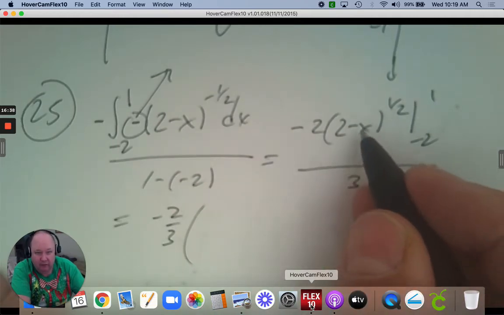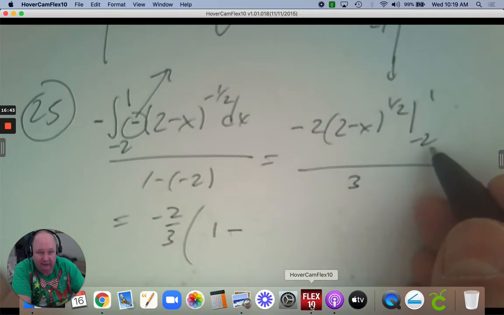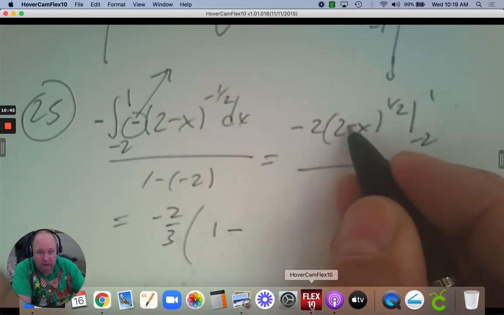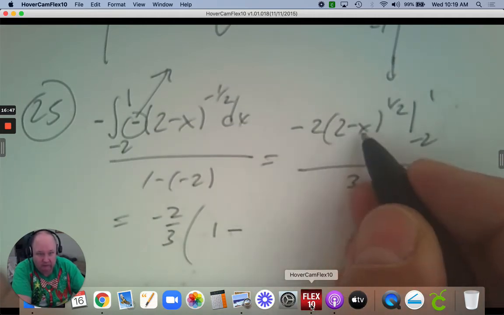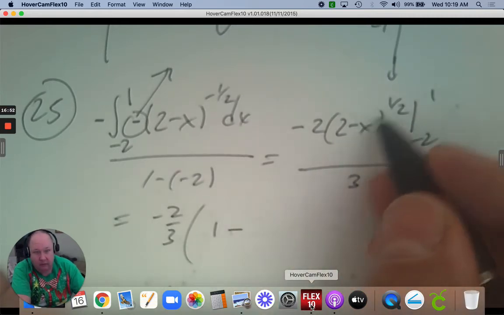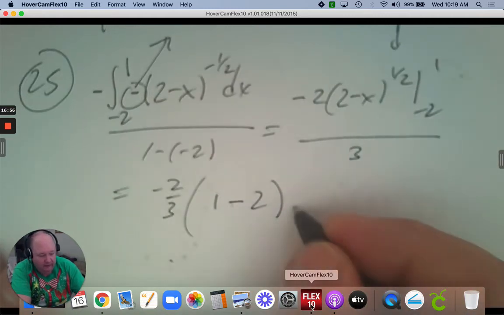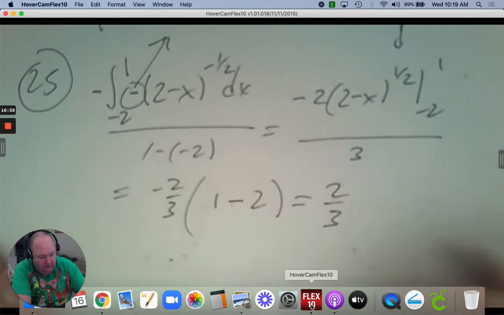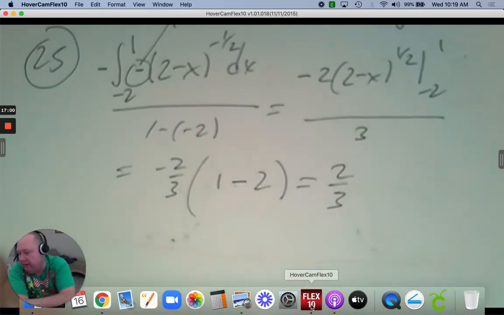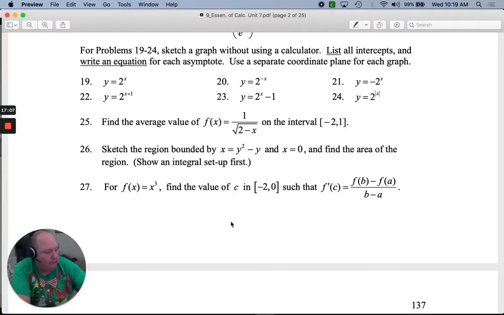2 take away 1 is 1. 1 to any exponent is 1. Then I'm going to plug in -2. Well, 2 subtract -2 is 4. And then 4 to the half is the square root of 4. And there it is. And of course, if I really wanted to simplify it all the way through, the answer would be +2/3. 26. Again, these are review questions, which makes them the most important questions of the assignment.